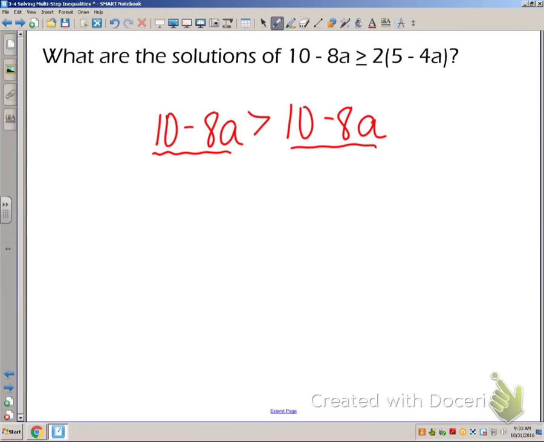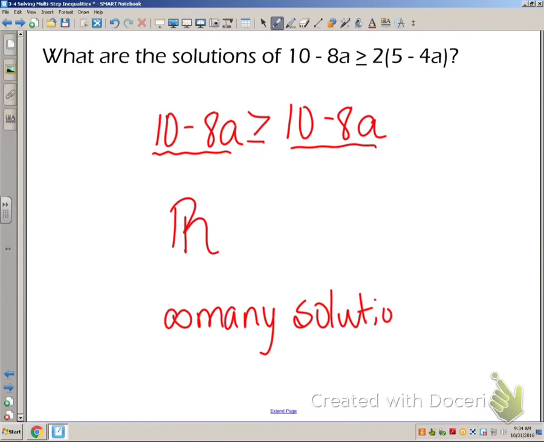Let's think about it. If I plugged in a 1, I'd get 10 minus 8 is 2. So 2 is greater than or equal to 2. That's true. If I plug in a 2, I get 10 minus 16. That'd be -4 is greater than or equal to -4. So it keeps happening. No matter what value I plug in, it ends up being true because it's the same on both sides. So my solution would be all real numbers. There are infinitely many solutions to this problem. This is called an identity. When it ends up being the same on both sides, it's an identity, and the solution is all real numbers.